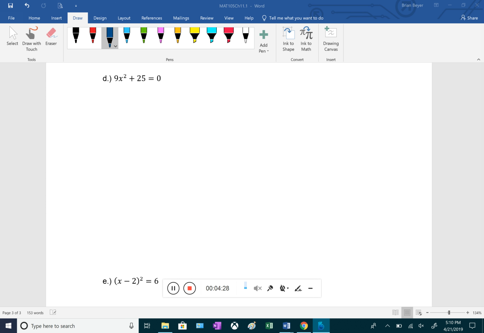Okay, I'll do a couple more here. So 9x squared plus 25 equals 0. I'm actually going to change this to a negative right here, so minus 25. So 9x squared minus 25 equals 0. So first we're going to add 25 to both sides. So it's 9x squared equals 25. Divide both sides by 9. We get x squared equals 25 over 9.